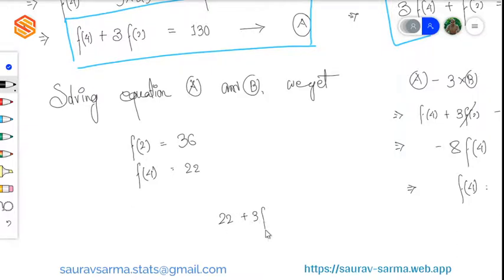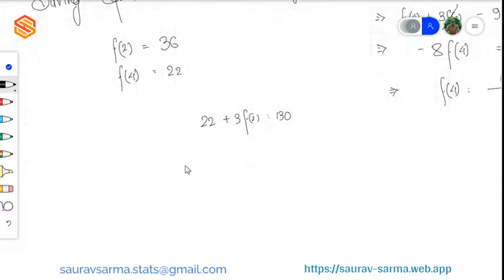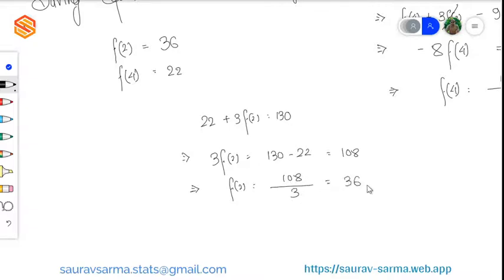That will give you 22 plus 3 times f of 2 is equal to 130, so 3 times f of 2 is equal to 130 minus 22, which is equal to 108, right? So f of 2 equals 108 divided by 3, which is 36, right? This is how we get the solution.